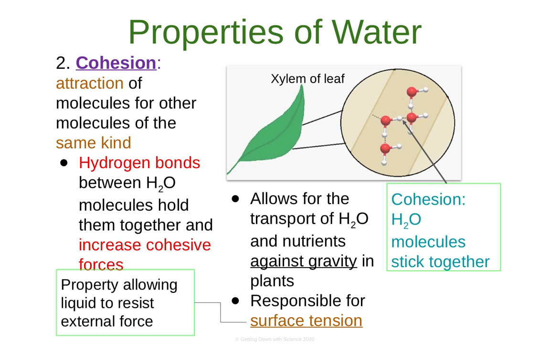water. But this cohesion property also allows for the transportation of water and nutrients against gravity in plants. It's because water is attracted to other water molecules. They stick together and follow almost like a chain, if you will, or a group, all the way up the xylem of the leaf.